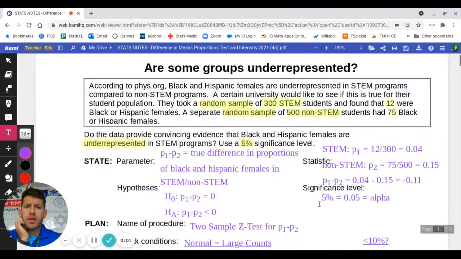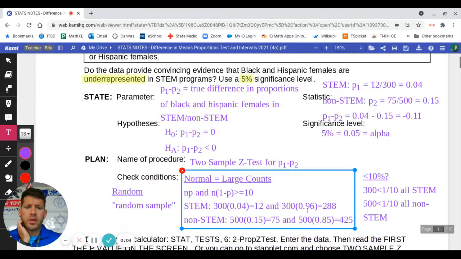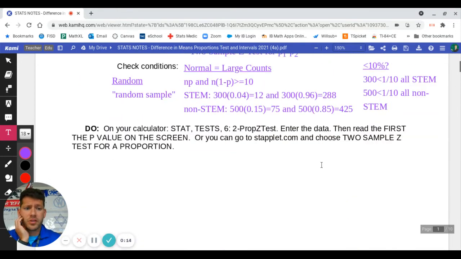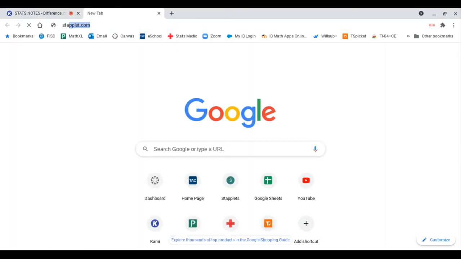All right, so we're running the two-sample z-test for the difference of these proportions of Black and Hispanic females in STEM and non-STEM programs at this university. So we're going to head over to staplet.com. So we'll open a new browser and go to staplet.com.